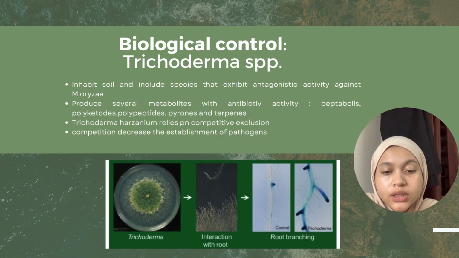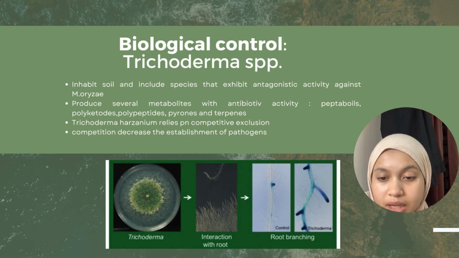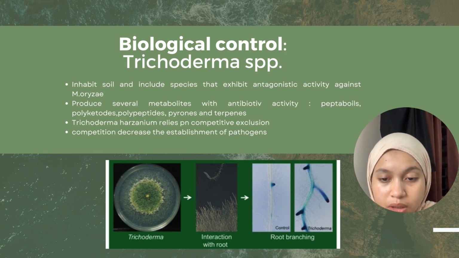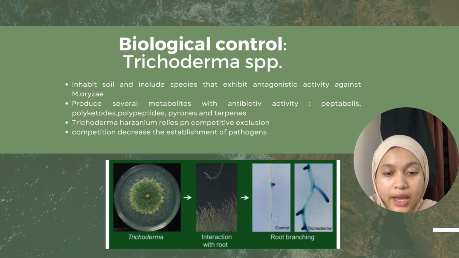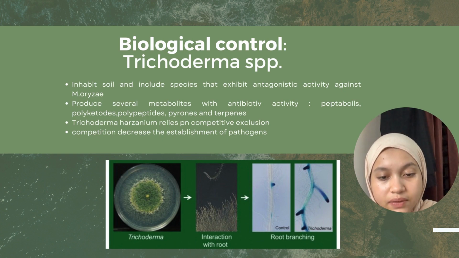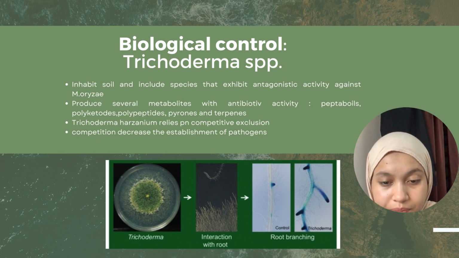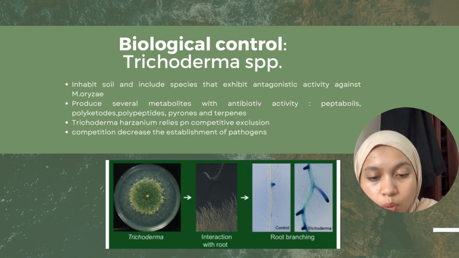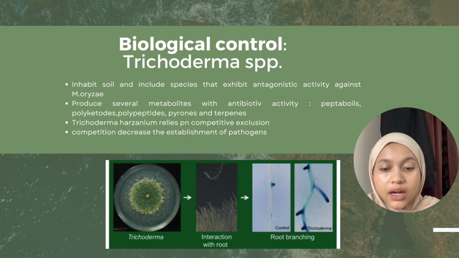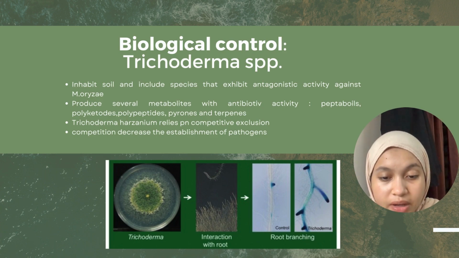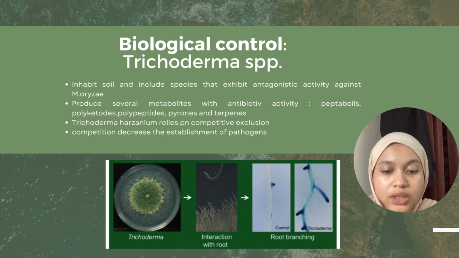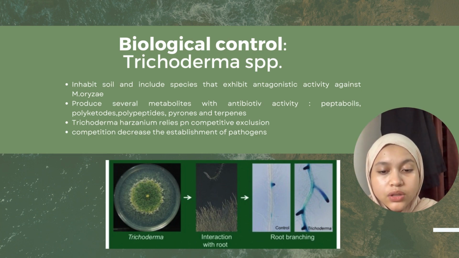Next, the outcome of the biological control of rice blast disease with Trichoderma harzianum. Trichoderma species are filamentous fungi that inhabit soil and include species that exhibit antagonistic activity against plant disease, including M. oryzae. The production of secondary metabolites with antibiotic activity, such as peptides, polyketides, pyrones, and terpenes, is a well-known characteristic of Trichoderma species. Harzianum relies on competitive exclusion as a primary defense mechanism against rice blast disease. Trichoderma suppresses M. oryzae in acquiring nutrients and occupying space in the rhizosphere.